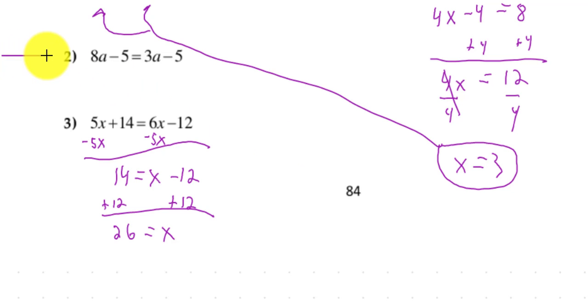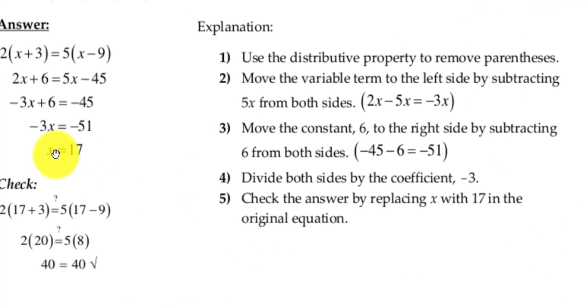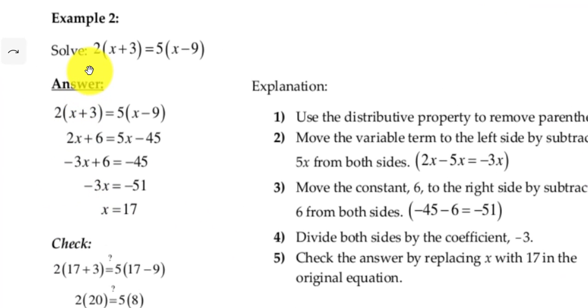Try number 2 on your own. The answers are in the back of the book, and then we'll move on to the next page. On the next page, in the example, we have a variable on both sides of the equal sign, but we also have parentheses on both sides. So we're going to distribute the 2 to get rid of the parentheses on the left side, and distribute the 5 to get rid of the parentheses on the right side. They show you the steps down here, how we end up with 17.